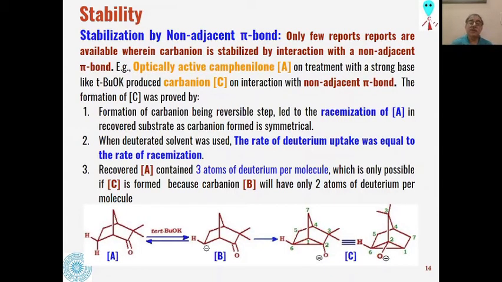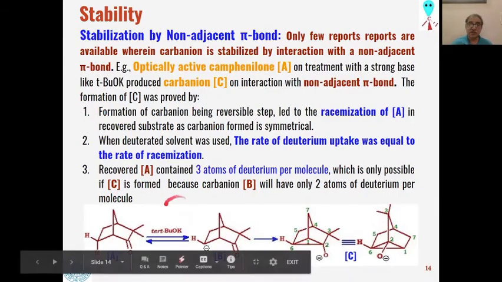Then carbanions can also be stabilized by non-adjacent pi bonds. This is not very common. If we compare this with the carbocation, in carbocations there are many reports about stabilization by non-adjacent pi bonds. But in the case of carbanions, there are only a few examples where we have seen stabilization of the carbanion by interaction with a non-adjacent pi bond.